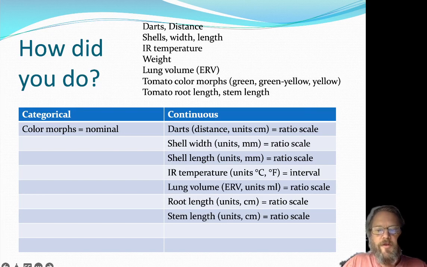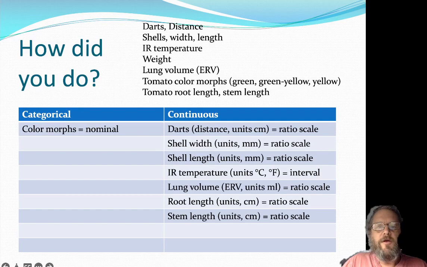So the rest of the examples: for example, an infrared temperature gun. The units can be either degrees Celsius or degrees Fahrenheit, so clearly that means it's an interval. Lung volume, expiratory respiratory volume: you blow out as hard as you can, and if you can measure that, the units would be a volume, right? And so that's clearly ratio scale.